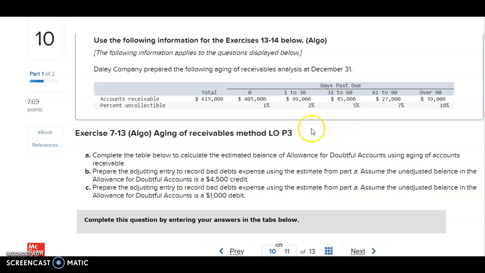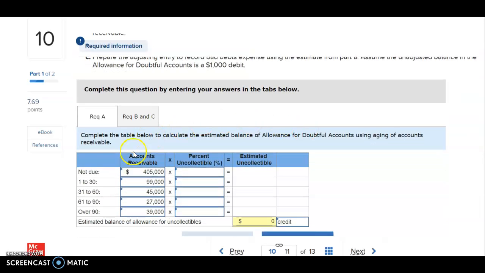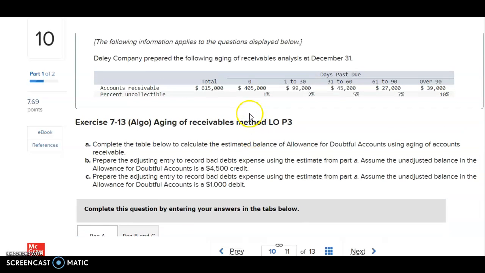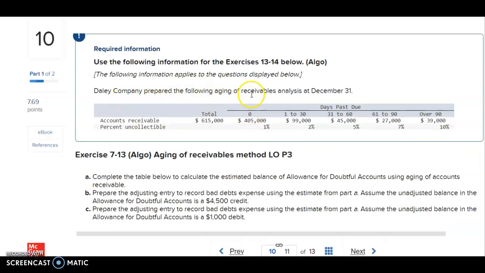So just to save some time, the accounts receivable amounts are listed in our original question here at the top, preparing the aging of receivable analysis for December 31st. You can see that our amounts are listed right here.